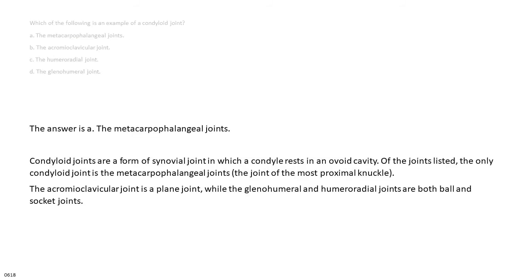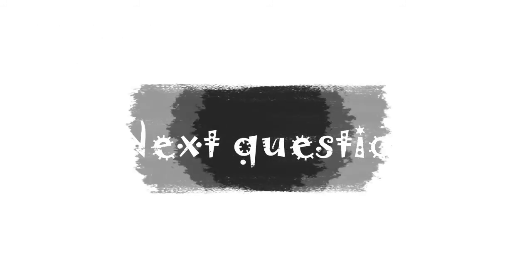The answer is A. The metacarpophalangeal joints. Condyloid joints are a form of synovial joint in which a condyle rests in an ovoid cavity. Of the joints listed, the only condyloid joint is the metacarpophalangeal joints, the joint of the most proximal knuckle. The acromioclavicular joint is a plane joint, while the glenohumeral and humeroulnar joints are both ball and socket joints.